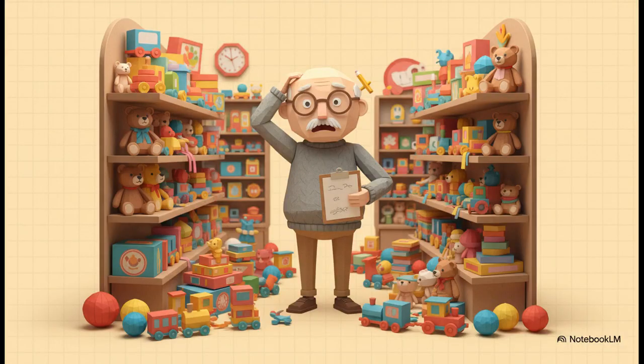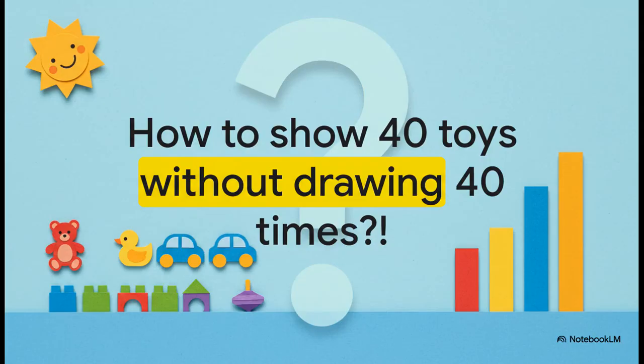So just imagine this, okay? Joseph Uncle has this amazing toy shop, and with summer holidays coming, he needs to count all his stock. So he starts counting. 1 train, 2 cars, 3 balls. But oh my goodness, there are so many toys and games. This is going to take him all day. So here's the big problem. If Joseph Uncle has, say, 40 toy trains, does he really have to sit and draw 40 little pictures of a train? Huff, that would be so tiring, right?